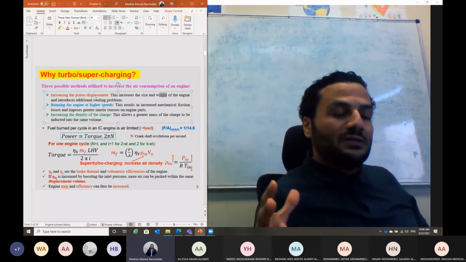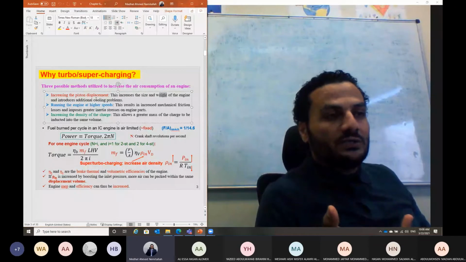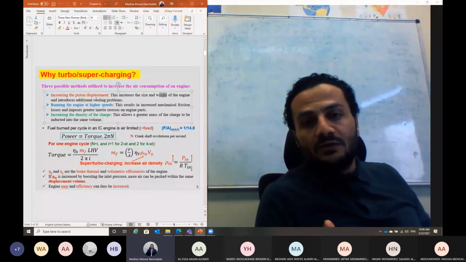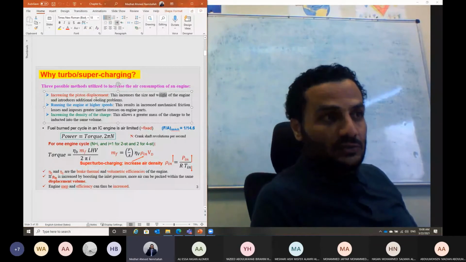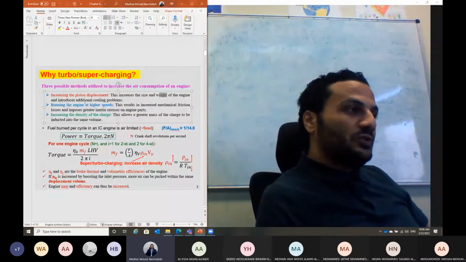And increasing the engine size will even increase the fuel consumption, because the engine itself has heavy weight and the car is already carrying this engine. So it will result in some adverse effects. So this option is not preferred.